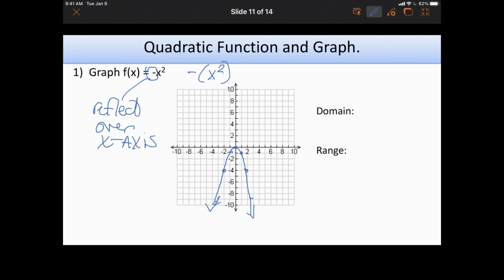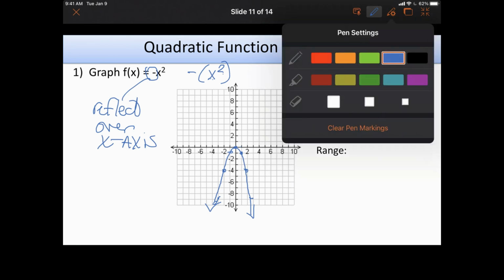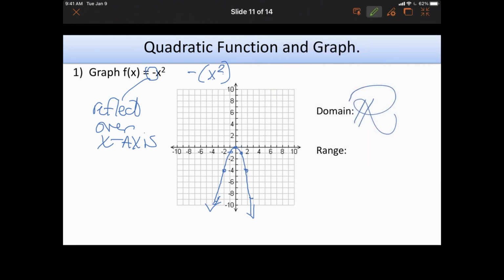Domain. Still, I can put any number inside. But now the range, right, it's going down. It's still starting at 0 right here, but it's going down. So the y values are getting smaller. So y is less than or equal to 0.